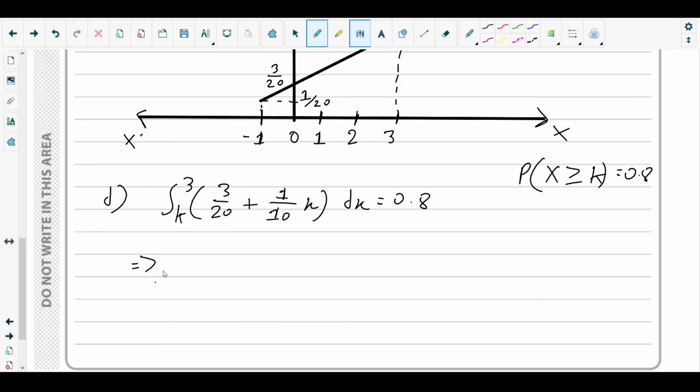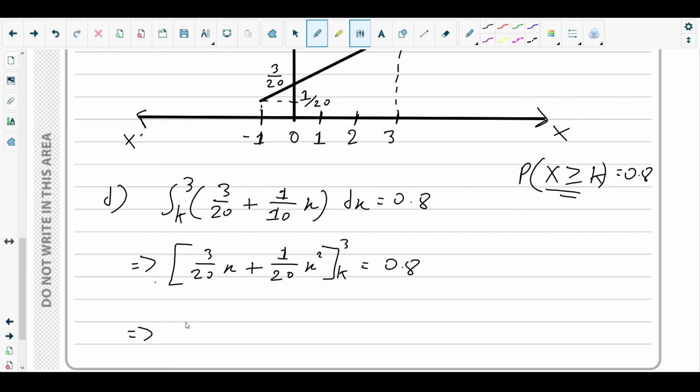Why am I considering an upper limit? Because here they didn't say any upper limit, but I'm considering one because the maximum value of x can be 3. So now integrate within a definite integral: 3/20 x plus 1/20 x squared, the upper limit is 3, the lower limit is k. This equals 0.8.